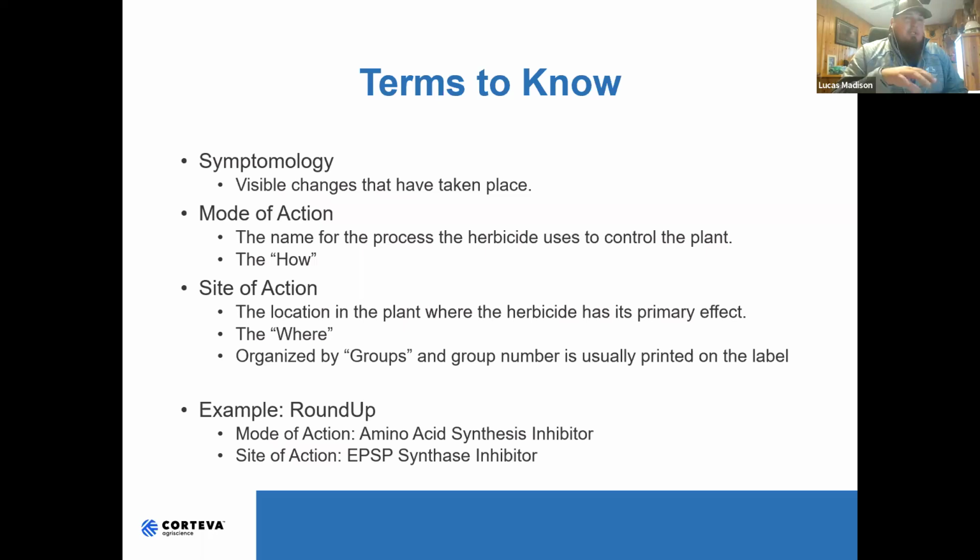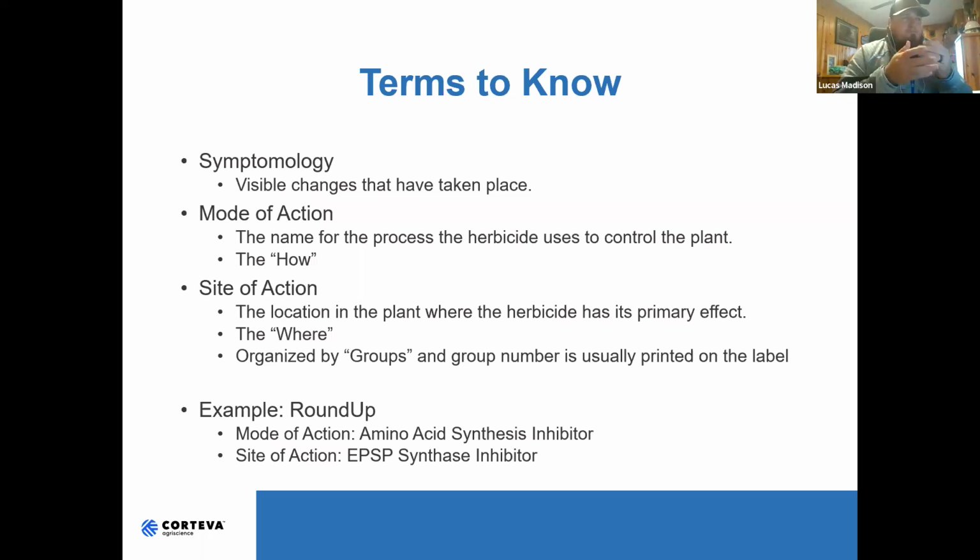So a mode of action is how the herbicide physically controls the plant. It's going to be some kind of natural process that's occurring in the plant that we're either going to replicate and overload, for example, as like with a growth regulator, or it's going to be a natural process in the plant that's going to be inhibited. So we're kind of putting a stop sign up.